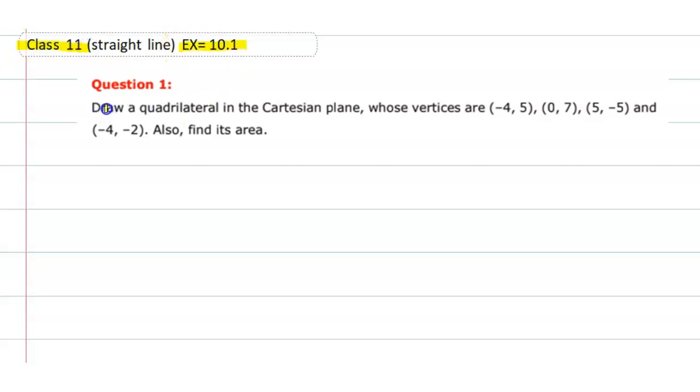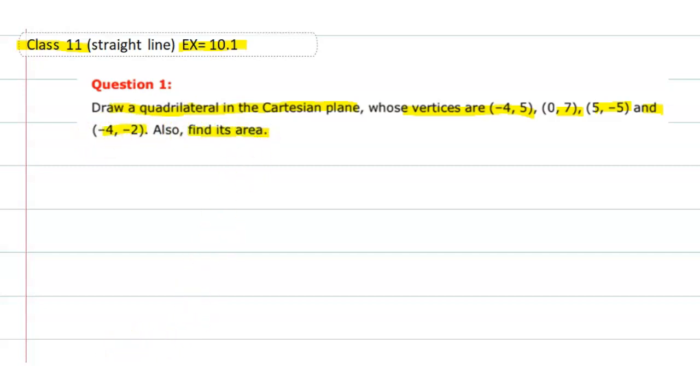So the first question is: draw an equilateral quadrilateral in the Cartesian plane whose vertices are (-4, 5), (0, 7), (5, -5) and (-4, -2). Also find its area.